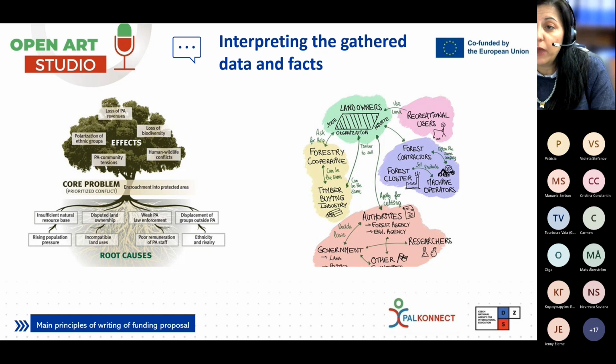The problem tree is a method to see the problem from all angles. First, you start with its core, identify the problem. Second, you look at the effect of this problem. And lastly, you dig into the root causes. So you can see how the problem is starting and how it's flowing, and the problem can be broken down.